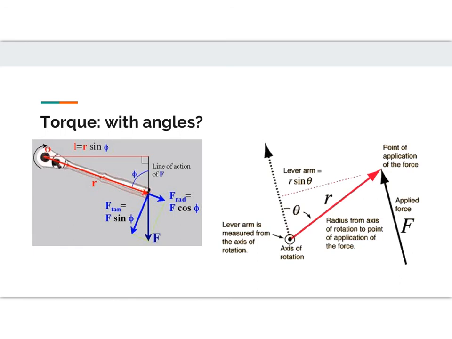Okay, so with torque with angles, I'm going to have you watch a really great Khan Academy video after this that goes through it. But basically, our point of application and our lever arm must be at right angles. This will give us that the lever arm is R sine of the angle between the applied force and axis of rotation.